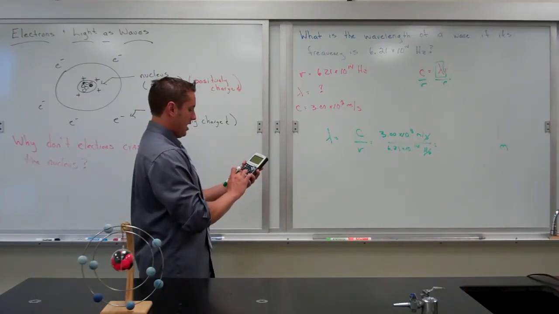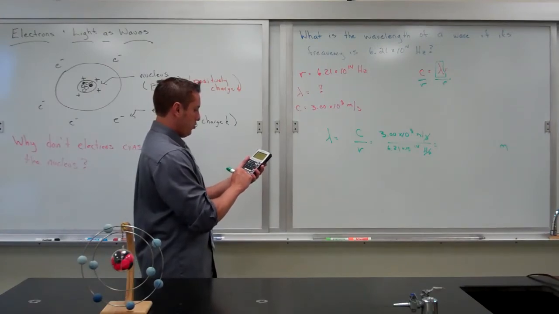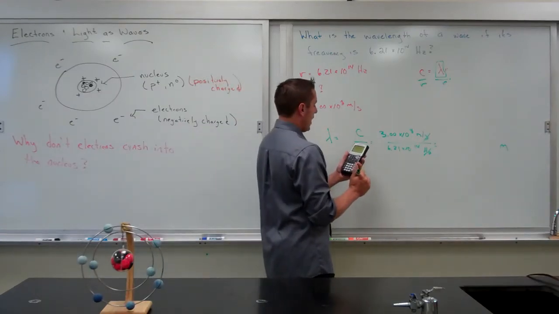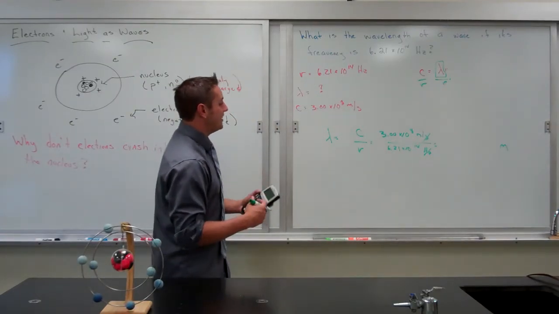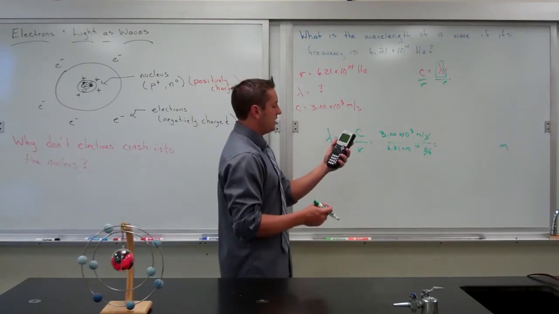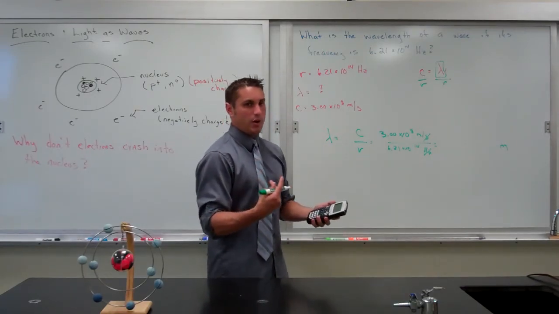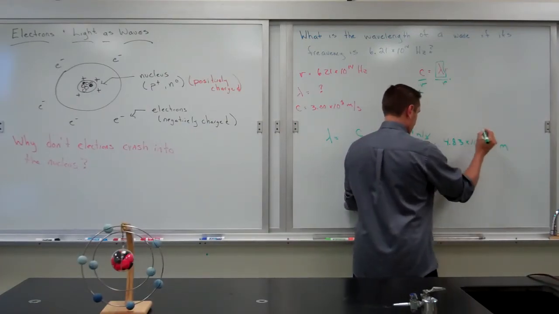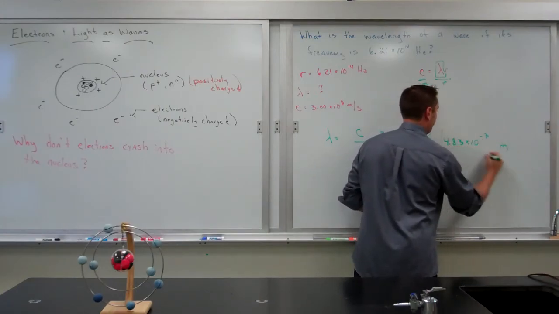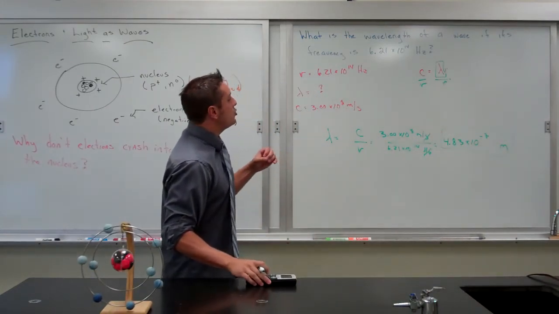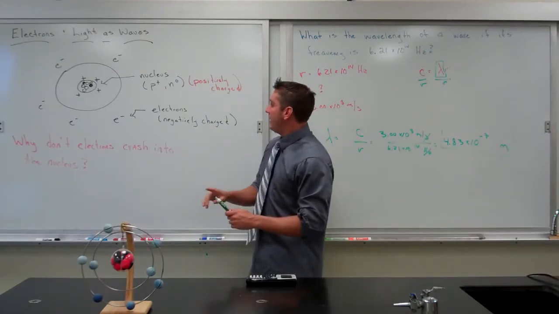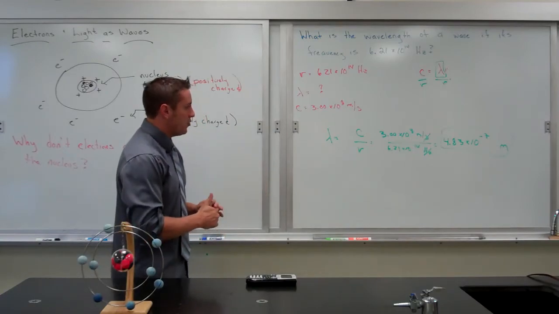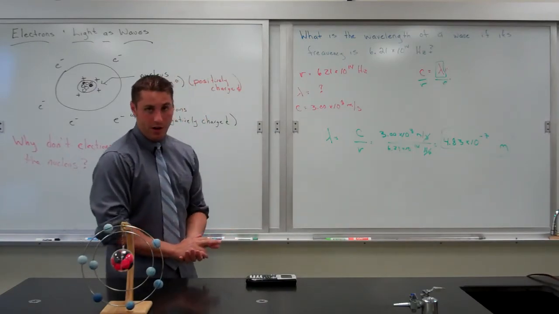3.00 second E8 divided by 6.21 second E14. And I get 4.8309 times 10 to the negative 7th. Again, I get 3 sig figs, so 4.830 will just be 4.83 times 10 to the negative 7. One thing to be aware of, do not get thrown off by the large negative exponents, and in this problem, positive exponents. It is perfectly normal to get those types of numbers.